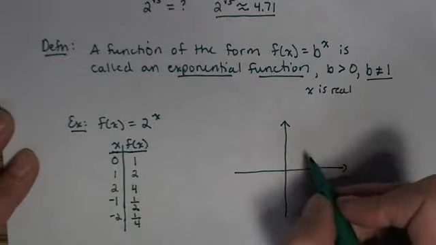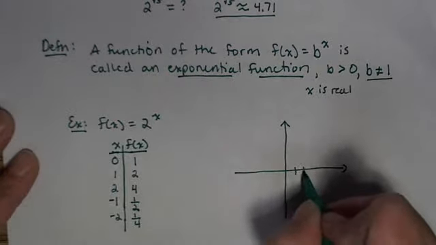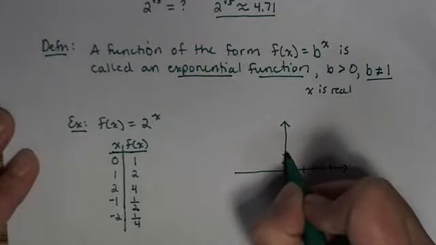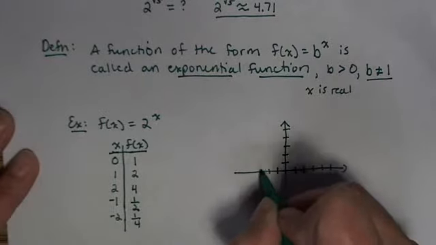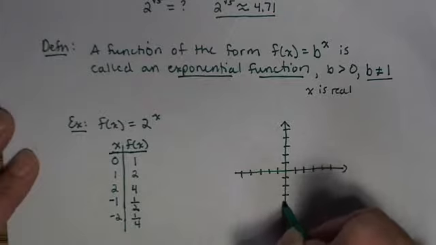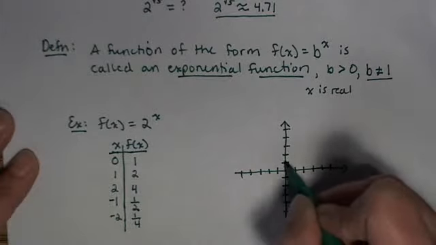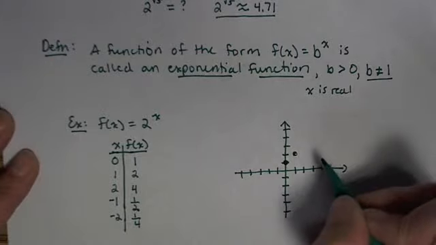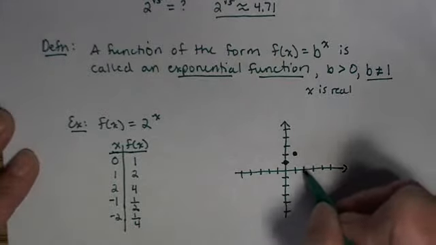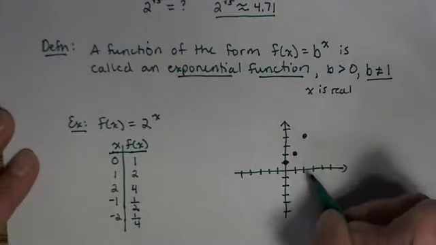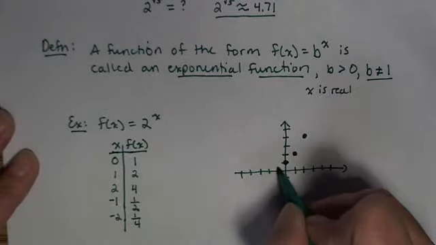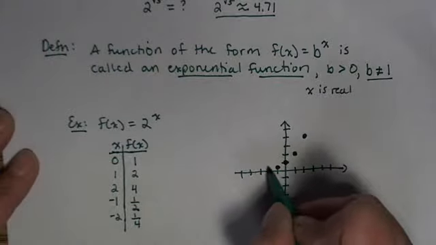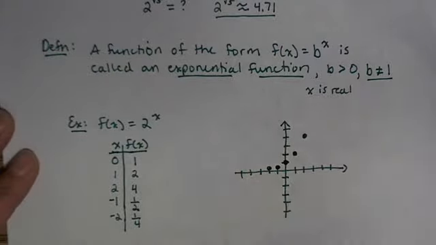So let's see here. We need to have some numbers on our graph. All right, so 0, 1 would be right here. 1, 2, right about here. 2, 4 is here. Negative 1, 1/2. Oh, that's approximately there. Negative 2, 1/4. That's even harder to show, right about there.